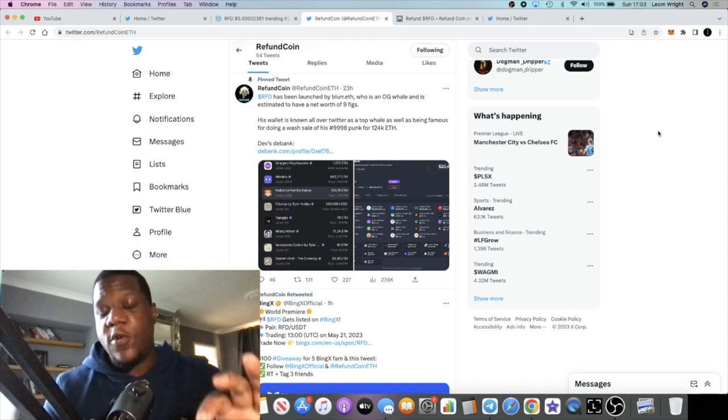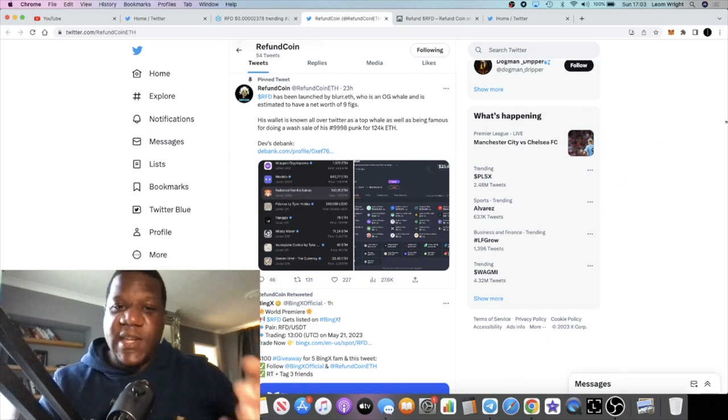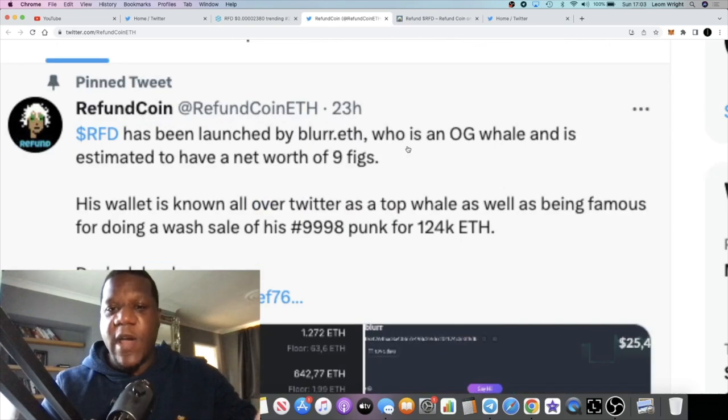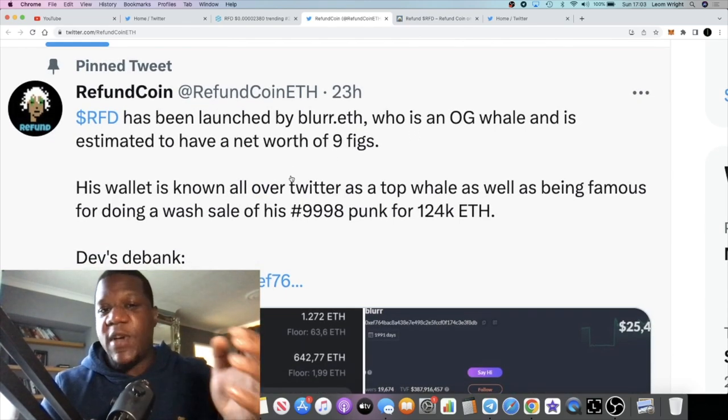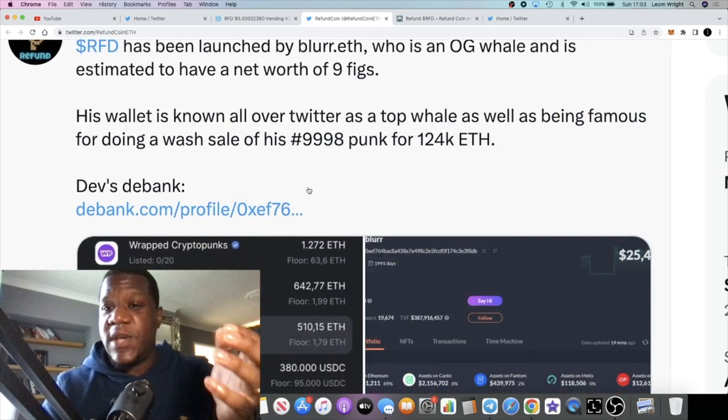So we're going to talk about a token called Refund Coin, RFD. The reason this caught my eye is because the developer of this particular project is supposed to be an OG whale. As you can see here, it says that he's an OG whale and is estimated to have a net worth of 9 figures. The wallet is known all over Twitter as a top whale.